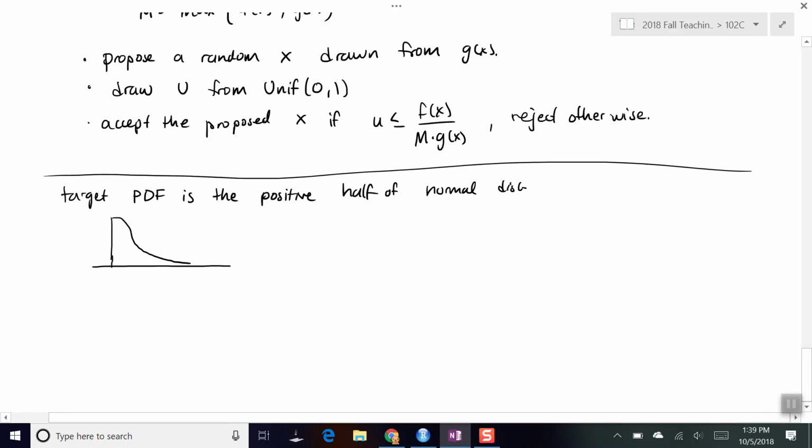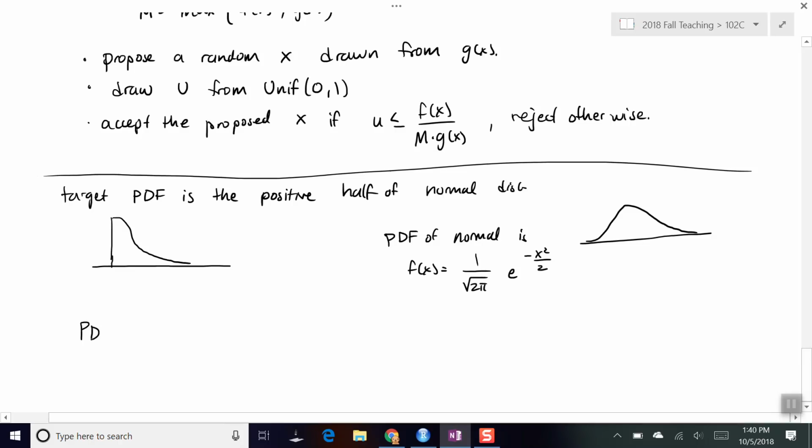So basically, the PDF of the normal looks like this and has f of x equal to 1 over root 2 pi e to the negative x squared over 2. Okay? So the PDF of, we might call this the folded normal.